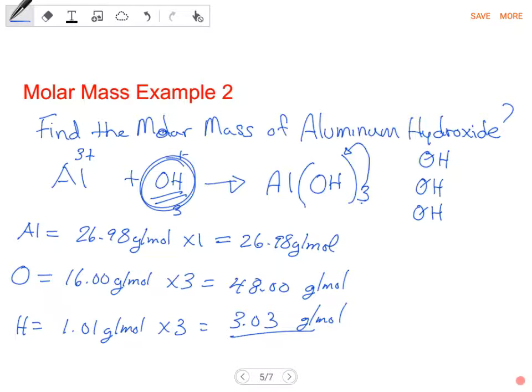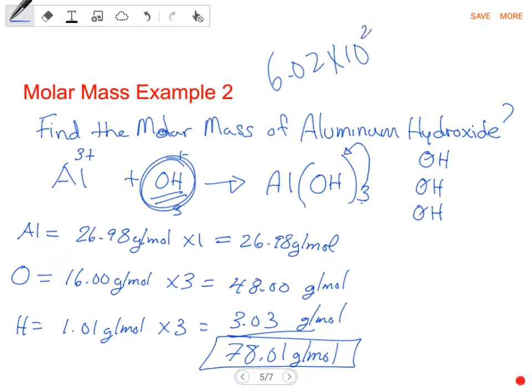0.98 plus 48 plus 3.03 to a grand total of 78.01 grams per mole. So again, what does this mean? Well, I have 1 mole of aluminum hydroxide in my hand. How many particles? Well, that's still the 6.02 times 10 to the 23. What's the mass of 1 mole? This is the mass. It's 78.01 grams per 1 mole.